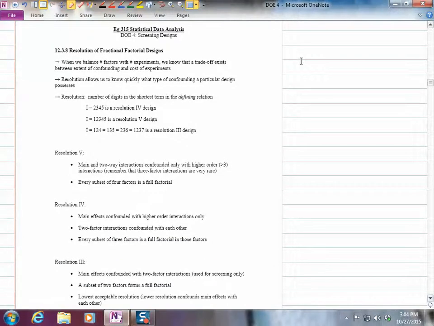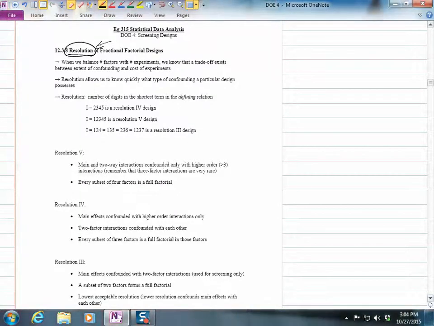So we're going to talk about resolution of our designs. And resolution is a word that is just going to summarize some elements of a screening design. So in a couple minutes, when I say a design is resolution 3 or resolution 4, you'll right away have some general idea of what the confounding pattern is. So let's look at this.